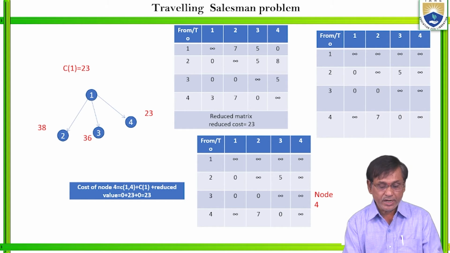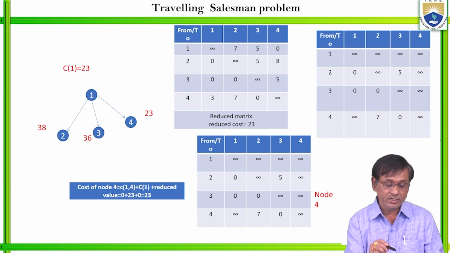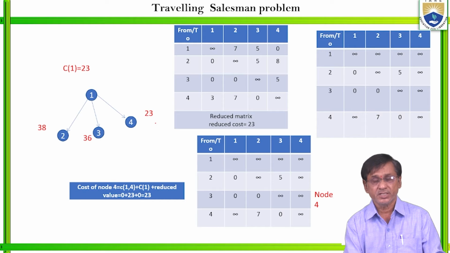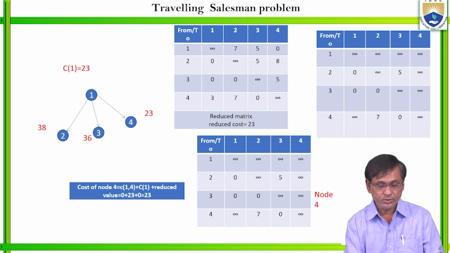In this stage, we have to select the lowest node because the traveling salesman can go from city 1 to 2, 1 to 3, or 1 to 4. Three options are there. Among these three options, you can select the smallest cost route. So 1 to 4 is the smallest cost route, so he can select that one.